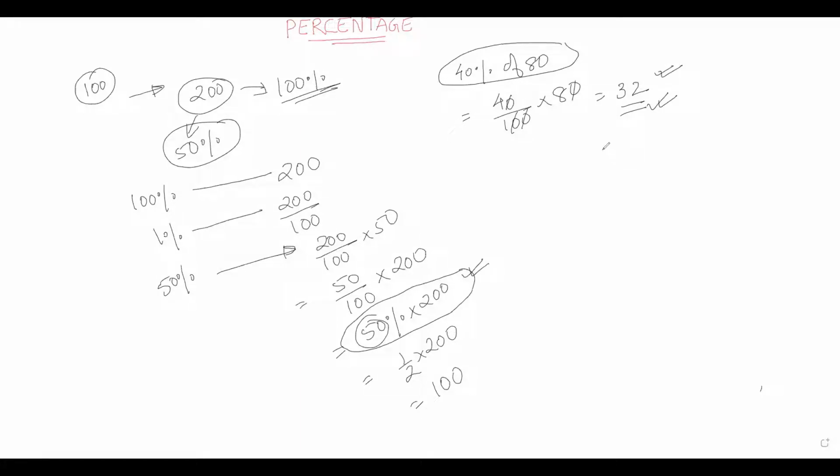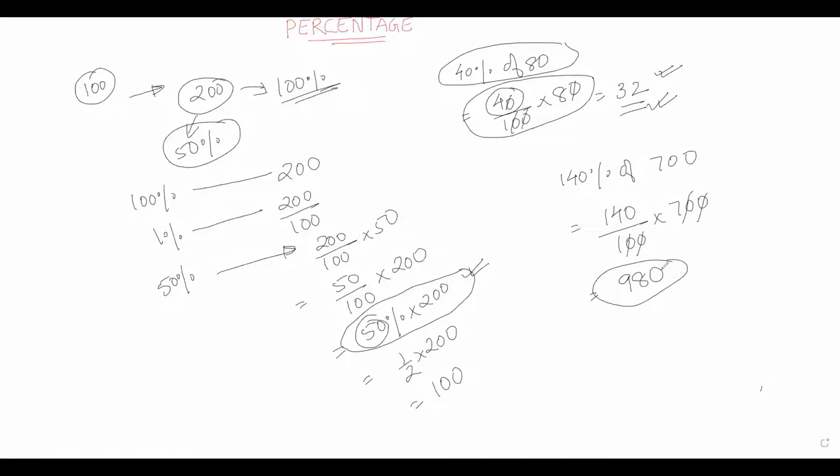So whenever we need to calculate the percentage of a number, simply we need to divide the percentage by 100 and multiply by the number. In a similar way, suppose I want to calculate 140% of the number 700. So this would be simply 140 upon 100 times 700. 14 times 7 is 98 and there is 1 zero. So this is 980. So we can say that 140% of the number 700 is 980.